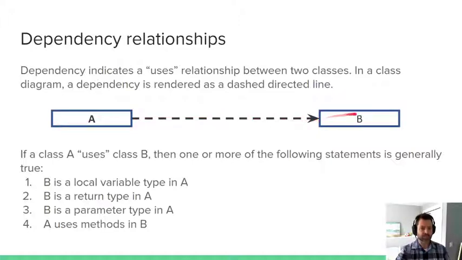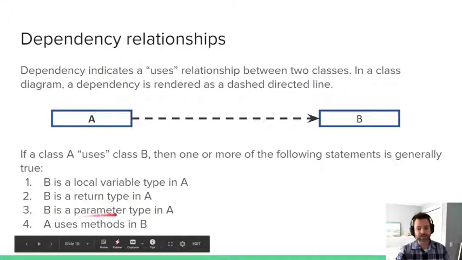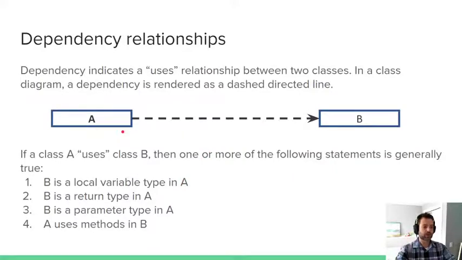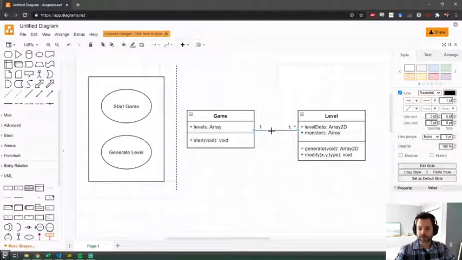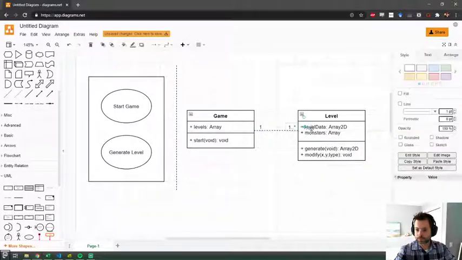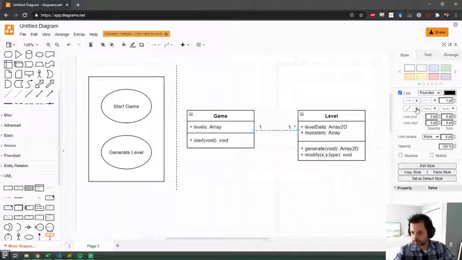A uses B. And what does use mean? B is a local variable in A, B is a return type, B is a parameter type, or A uses methods in B. So actually, let me fix my model here. This should be a dashed line with an arrow at the end. Arrow, please. Arrowhead.